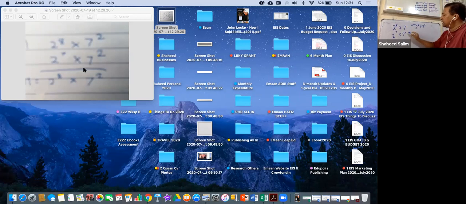So what it means is this number X can be 0, it can be 1, it can be 2. It cannot be 3, because if it's 3, the LCM will change to 7 to the power of 3. Correct? Are you with me? So now the question is asking you, what is the question asking?